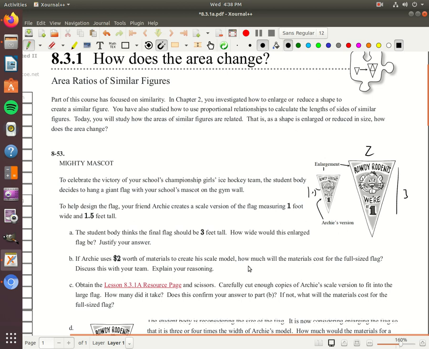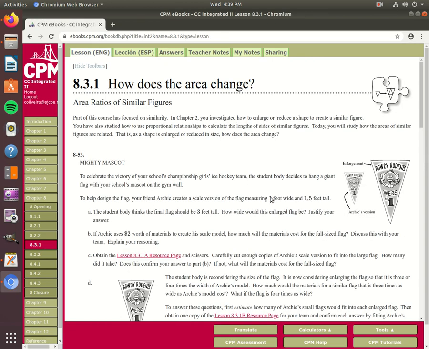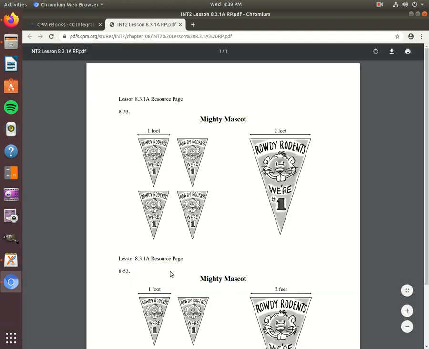If Archie uses $2 worth of material to make the scale, how much is this one going to cost? And I think this is where we sort of run into some confusion at times with people. So what if we go over here, and I'm trying to think. I thought I had a page opened up for that. So let me go to 831. And let me open to the resource page. And so you can see it's more of a scale.